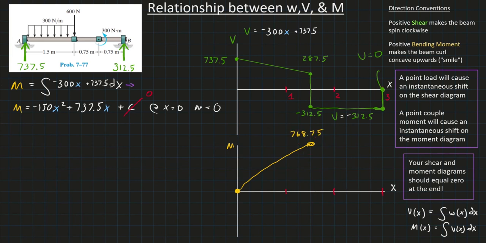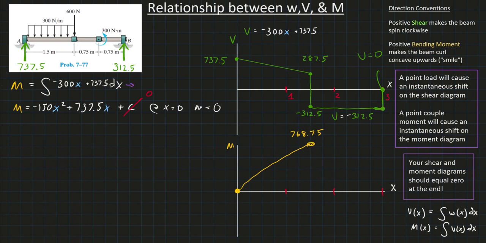Alright, what happens next is a little bit confusing. What are we supposed to do about this? Remember, this is coming from this point load here. Well, remember, the point load, from what we learned, only affects the shear diagram. Point couple moments affect the moment diagram. So this really does absolutely nothing. Nothing here. I don't have a shift down or up because I have no point couple moment being applied here.